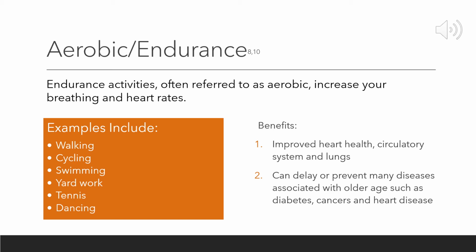Endurance activities, often referred to as aerobic, increase your breathing and heart rates. These activities help keep you healthy, improve your fitness, and help you perform tasks you need to do every day. Aerobic activities have numerous cardiovascular and musculoskeletal benefits for older adults. These benefits include improved heart health, circulatory system, and lungs. Aerobics can also delay or prevent many diseases associated with older age, such as diabetes, cancers, and heart disease. Examples of aerobic activities include walking, cycling, swimming, yard work, tennis, or dancing.